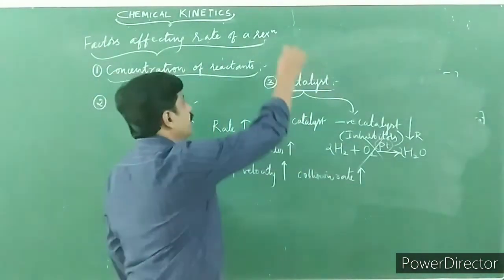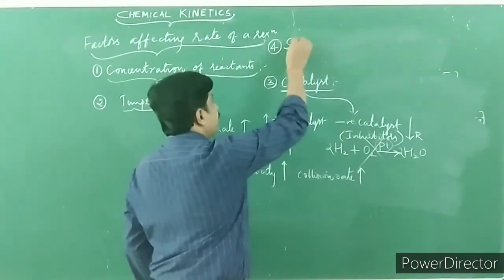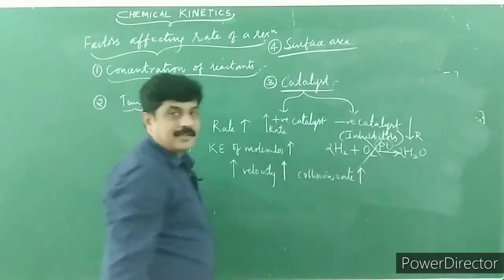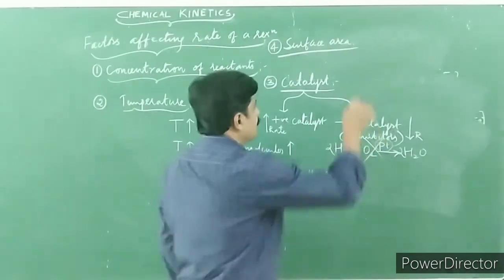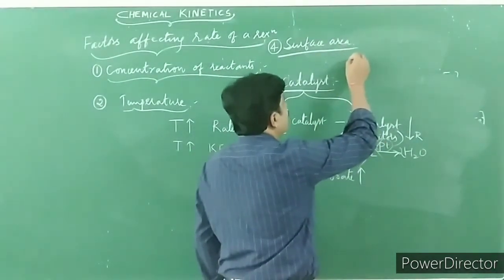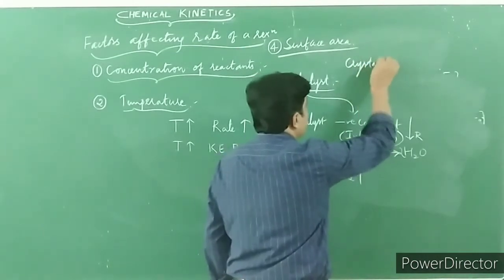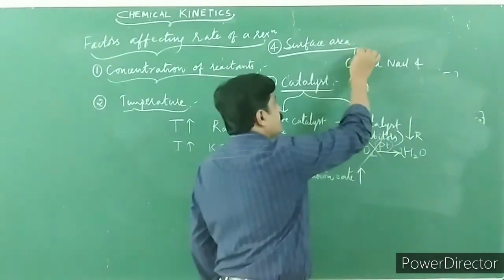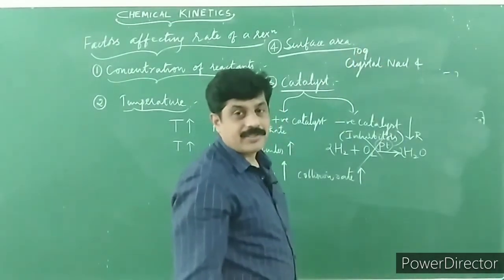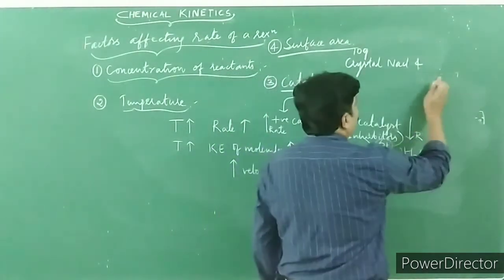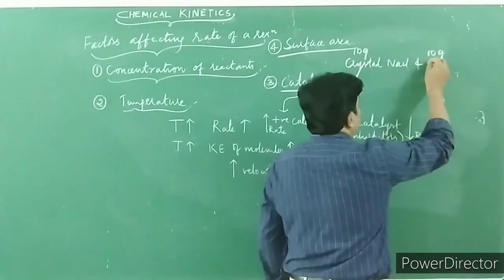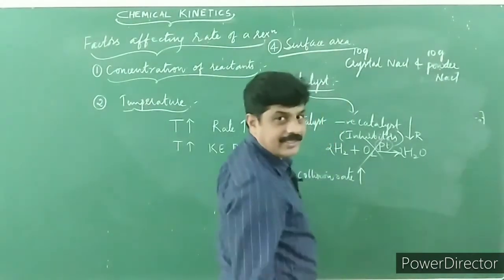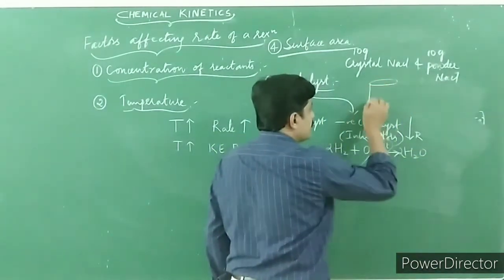Children, the fourth important factor is surface area. Let me quote an example. Imagine I'm going to take a big crystal of sodium chloride. Say I'm going to take 10 grams of big crystal of sodium chloride. On the other side, I'm going to take 10 grams of powder sodium chloride.